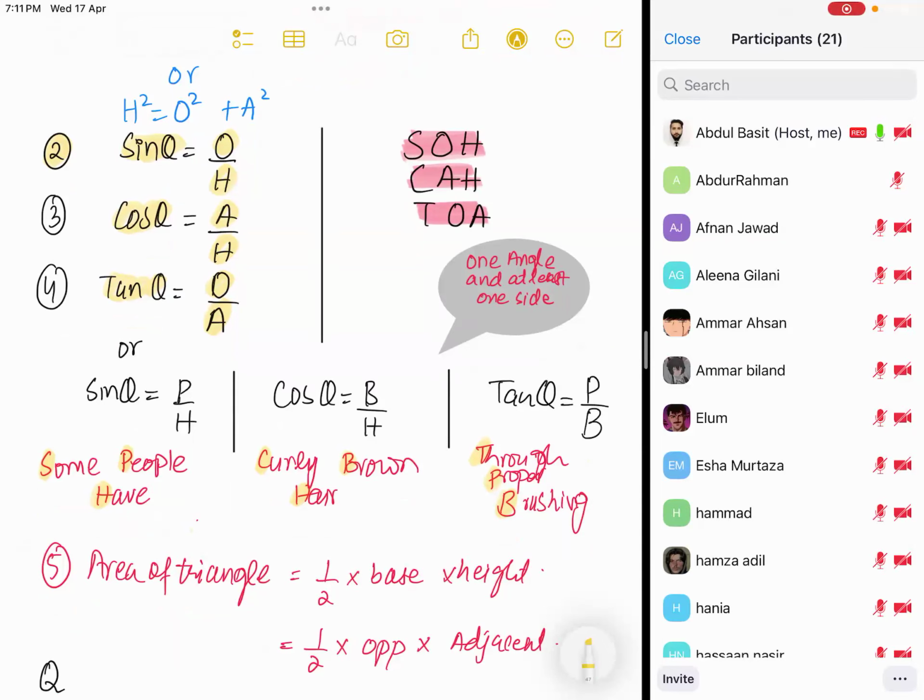Got it? And the fifth formula is for the area of the triangle, which is 1 by 2 base into height. Base and height is always perpendicular.